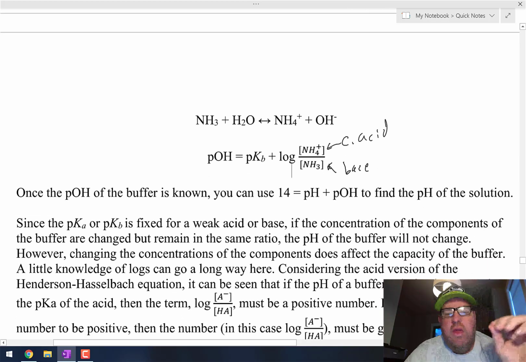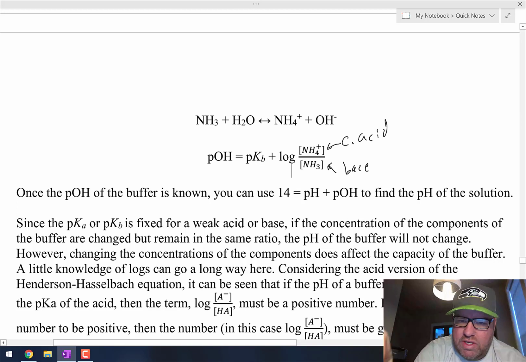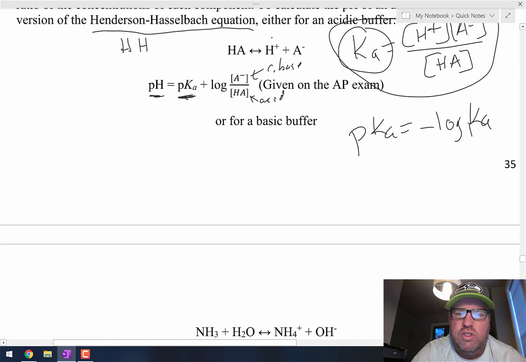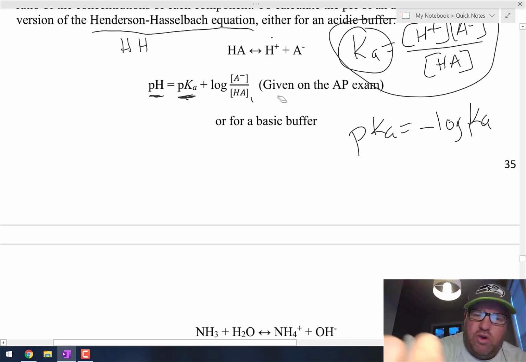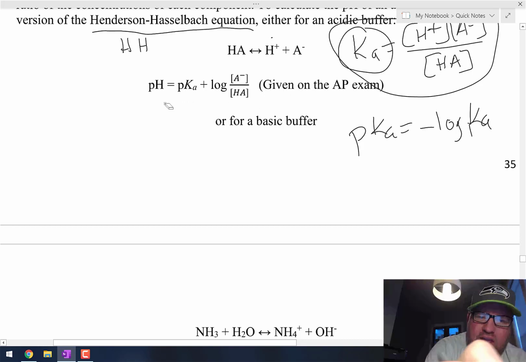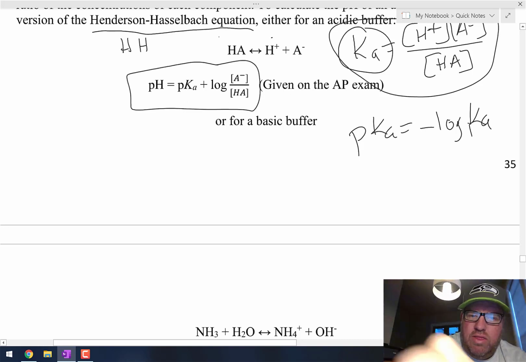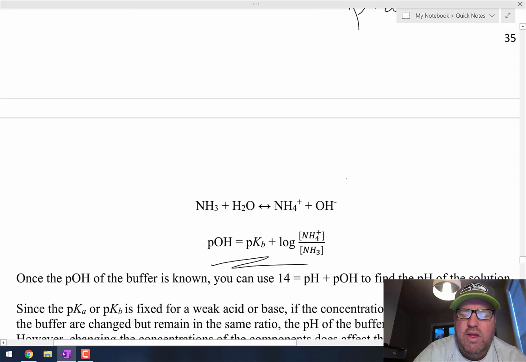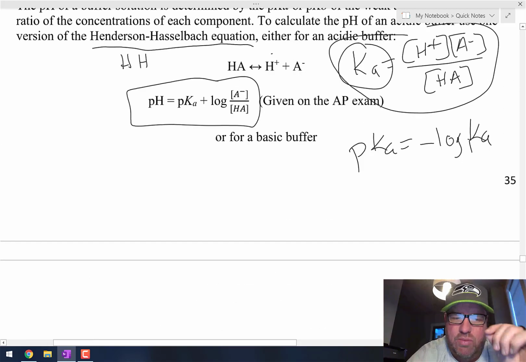Now, how do you use this equation? There are lots and lots of different examples of how you use this. You're going to use this with titrations. You're going to use this with normal buffer solutions. Typically you use this equation here. This is the only one that's given on the AP exam. The base one is not. The pOH one is not. And that's fine.